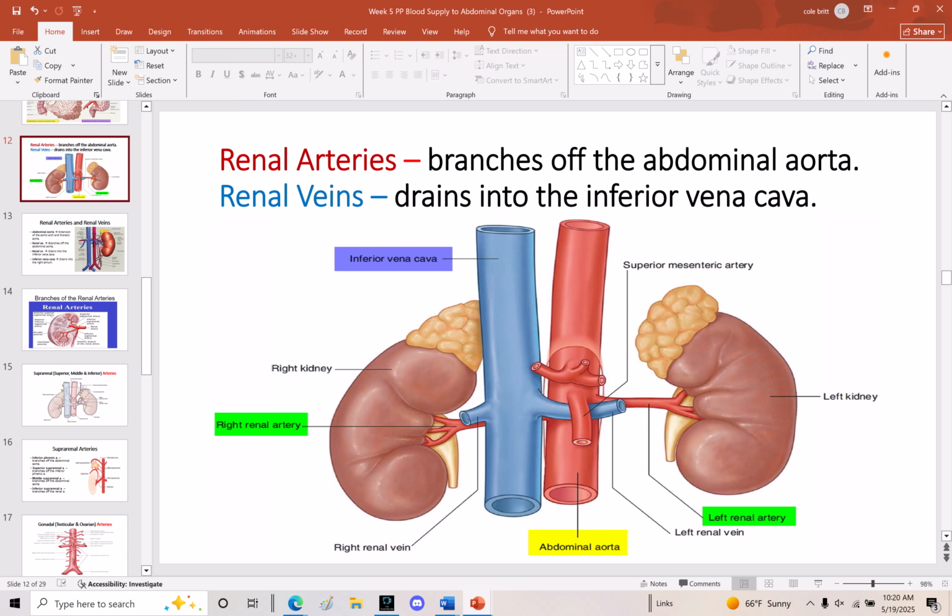All right, so we have our IVC. The hepatic vein drains into the inferior vena cava, right up here just inferior to the diaphragm. Now let's step down here back to arteries. All right, so here we have our renal arteries. They make their way over to the kidney. Now we have renal veins as well.